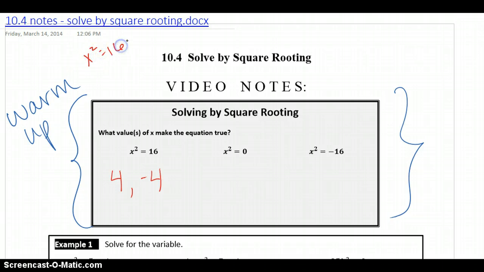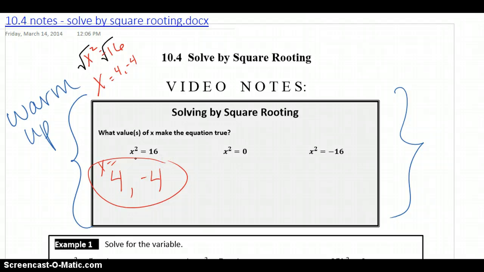equals 16, you can think of it as taking the square root of both sides. The square root of something squared, the square root and the square undo each other, and you're just left with what's on the inside. So the square root of x squared is just x. And the square root of 16, we just said, could be 4 or -4. It could be a positive or negative number. So you write your solutions, x equals, and then 4 and -4.